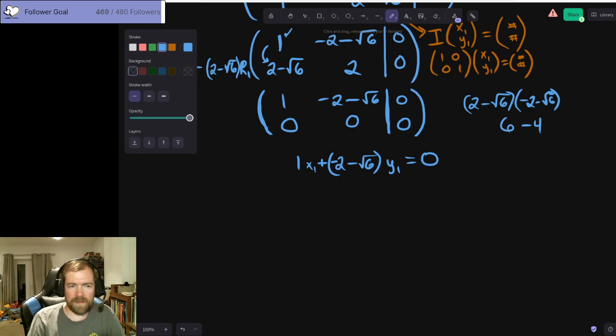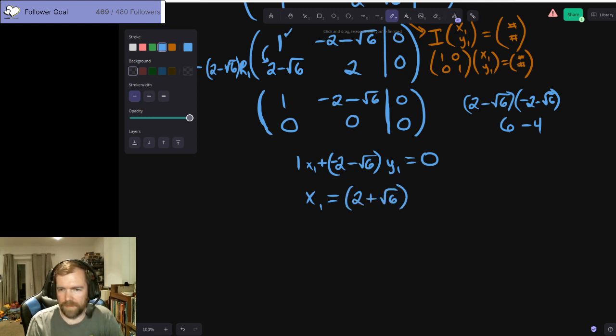All right, so what do we want to do? I was going to say just move something over. X1 equals just 2 plus root 6. Swap the sign, right? Y1. Exactly. Yep.